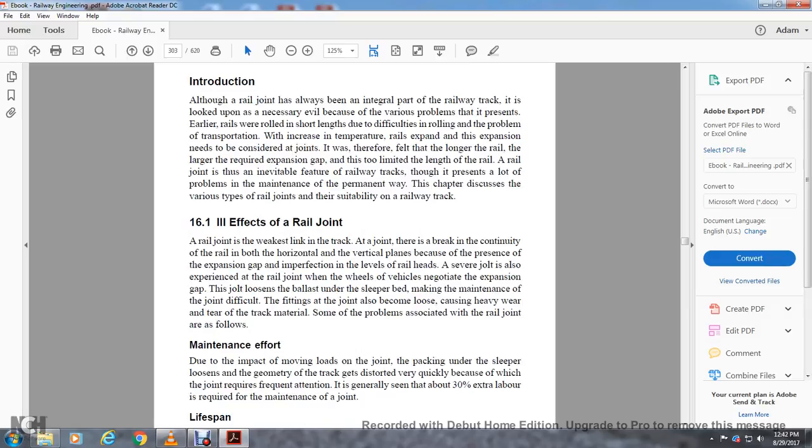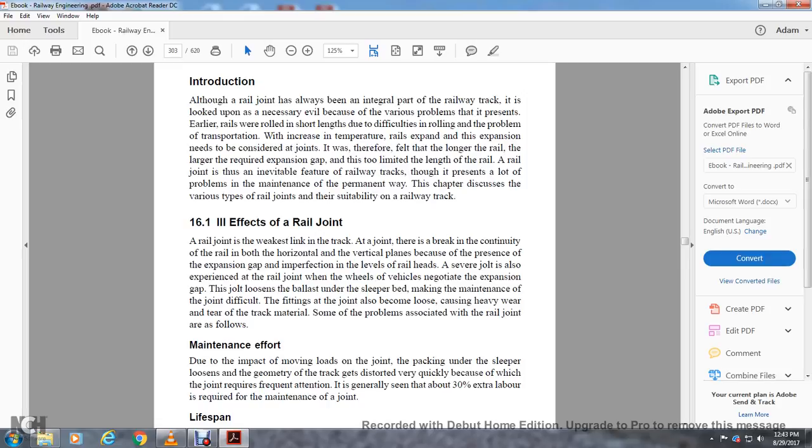16.1 Effects of the rail joint. A rail joint is the weakest link of the track, as the joint breaks the continuity of the rail in both horizontal and vertical planes because of the presence of an expansion gap and imperfection of level of the rail heads. A severe jolt is always experienced at the rail joint where wheels of the vehicle negotiate the expansion gap. The joint loosens the ballast under the sleeper bed, making the maintenance of the joint difficult. The fittings of the joint may also become loose, causing heavy wear and tear of the track material.